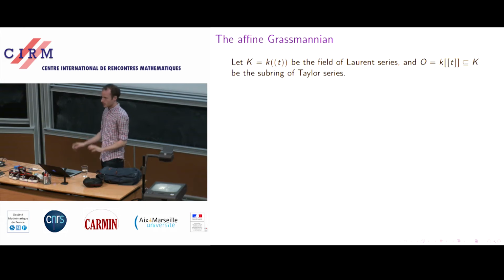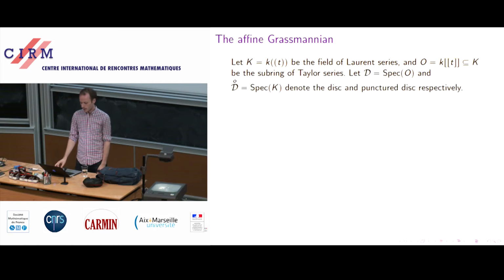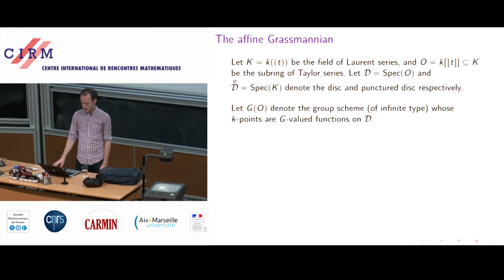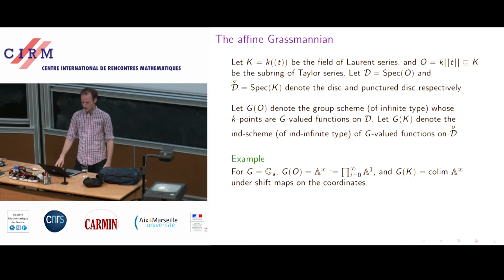So the affine Grassmannian is the starting point for this. I'm going to let big K be the field of Laurent series, big O be the subring of Taylor series. And in this case, I let the disk and the punctured disk be the spectra of these rings. And now G(O) will denote the group scheme of infinite type which parameterizes functions on the disk. G(K) is the ind-scheme of infinite type of functions on the punctured disk, valued in the group, valued in matrices, if you like.